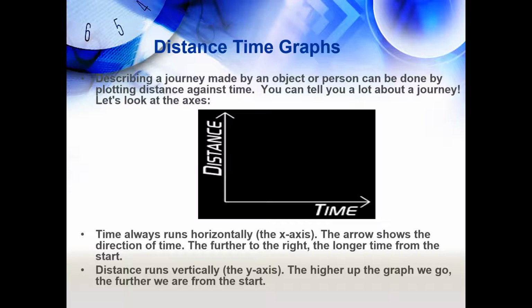So time always runs horizontally through the x-axis. This is the x-axis. The arrow shows the direction of time. The further to the right, the longer the time from the start. So distance runs vertically from the y-axis. The higher up the graph we go, the further we are from the start.